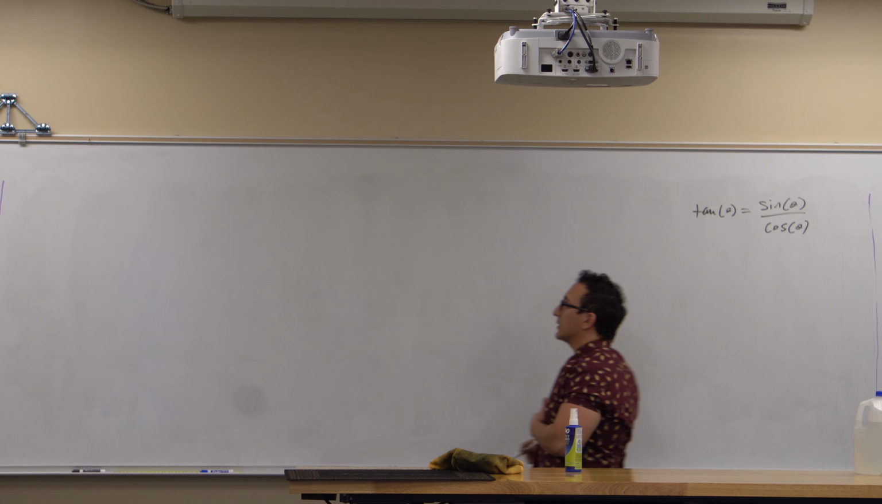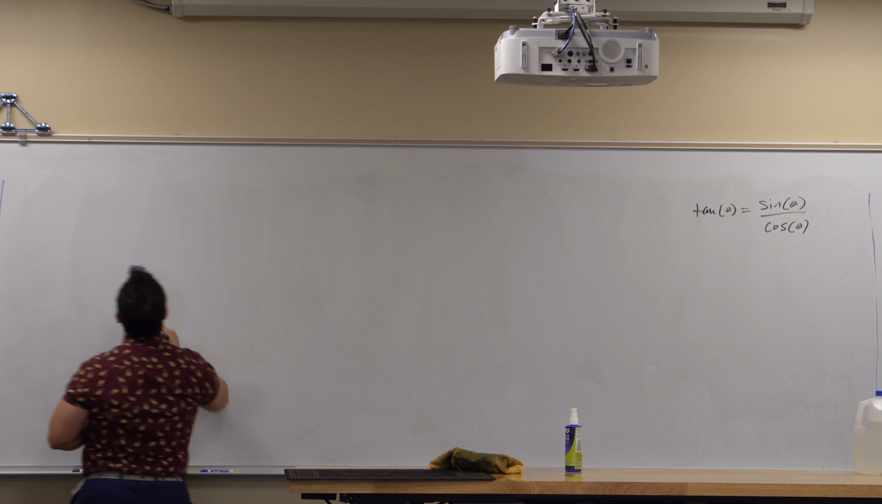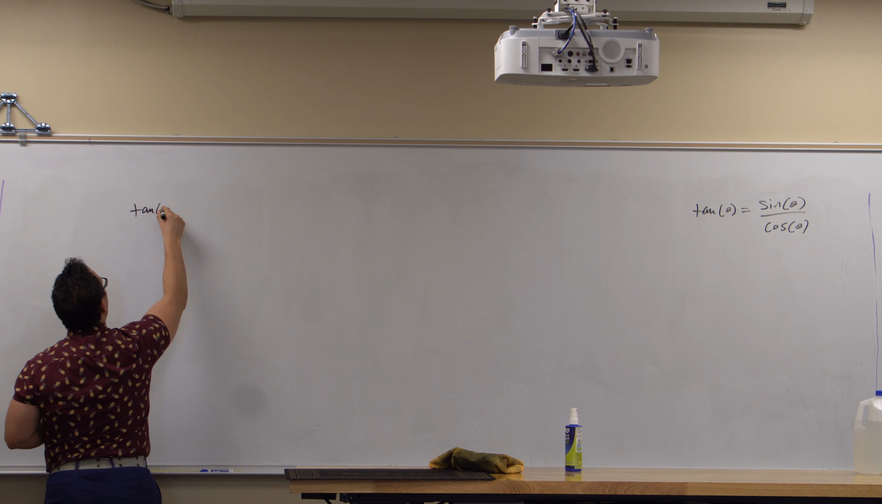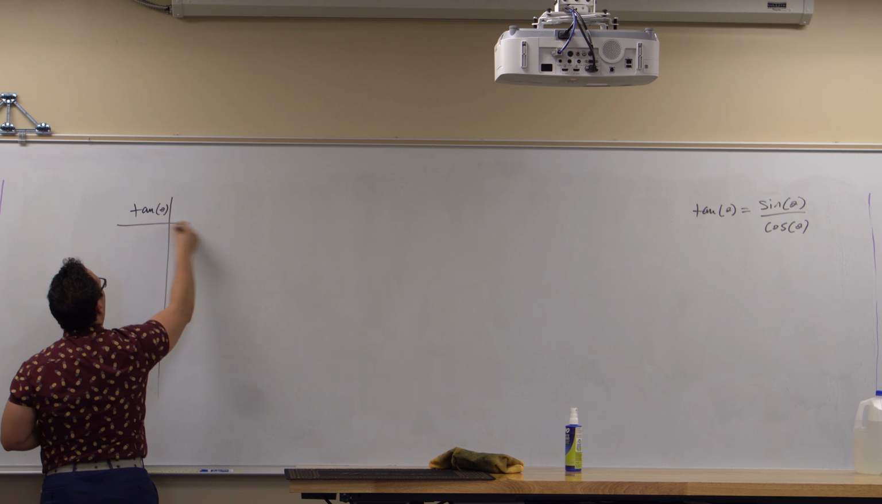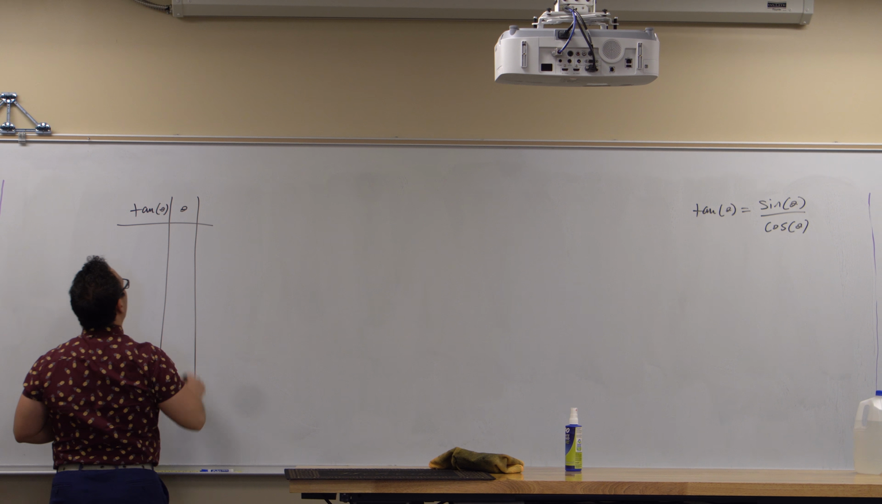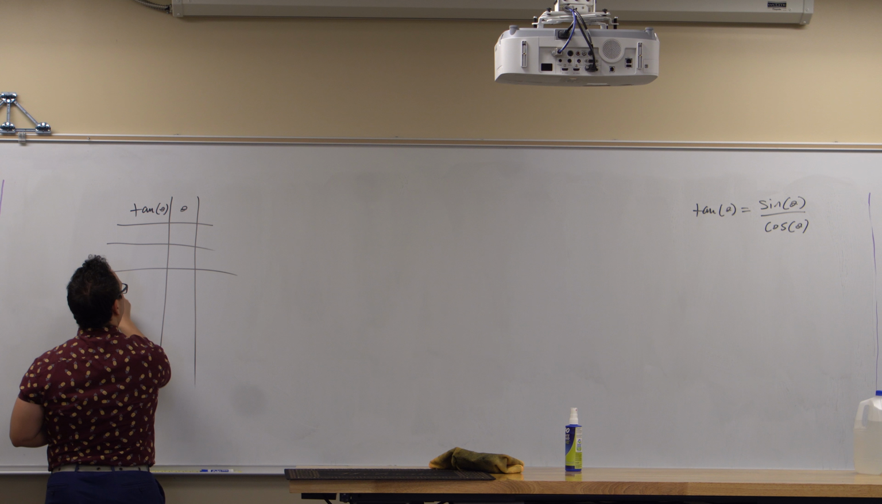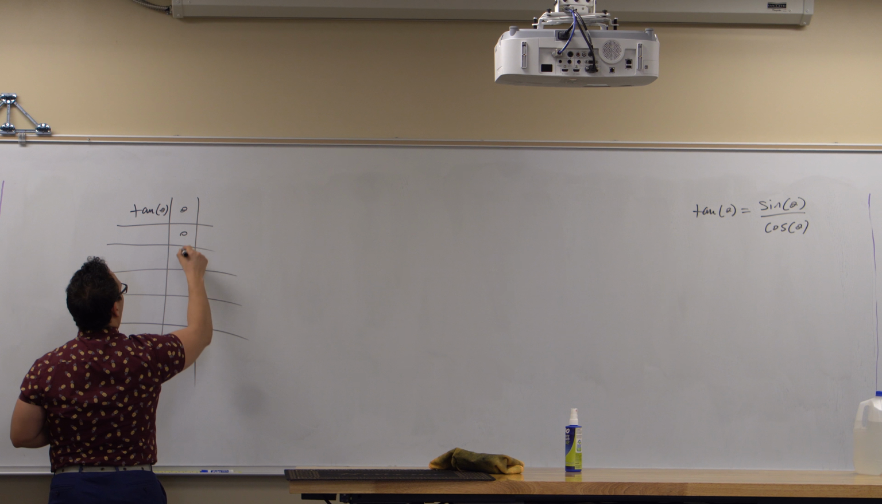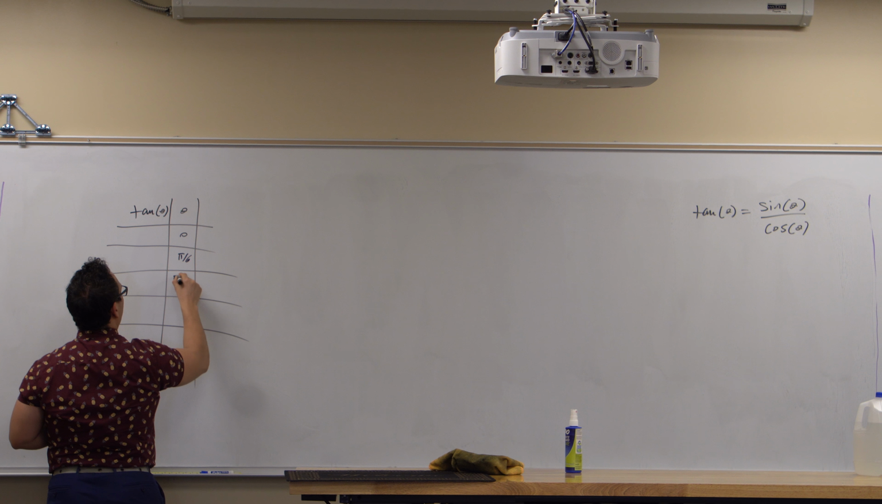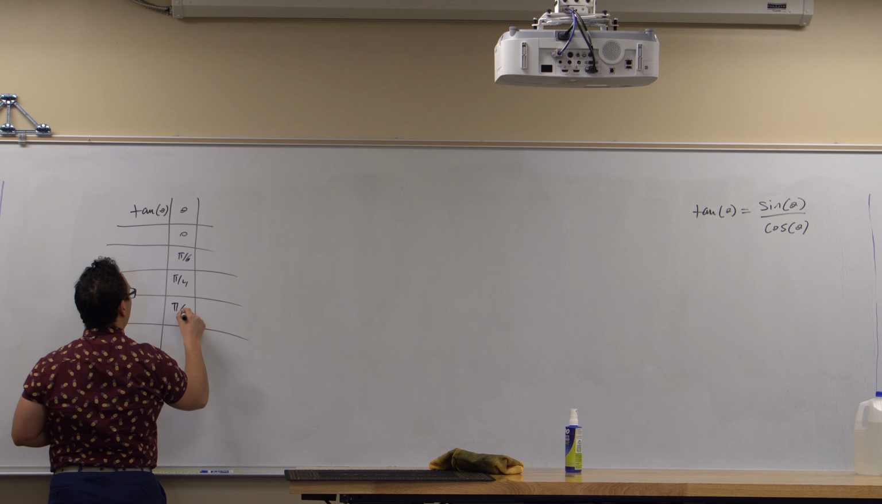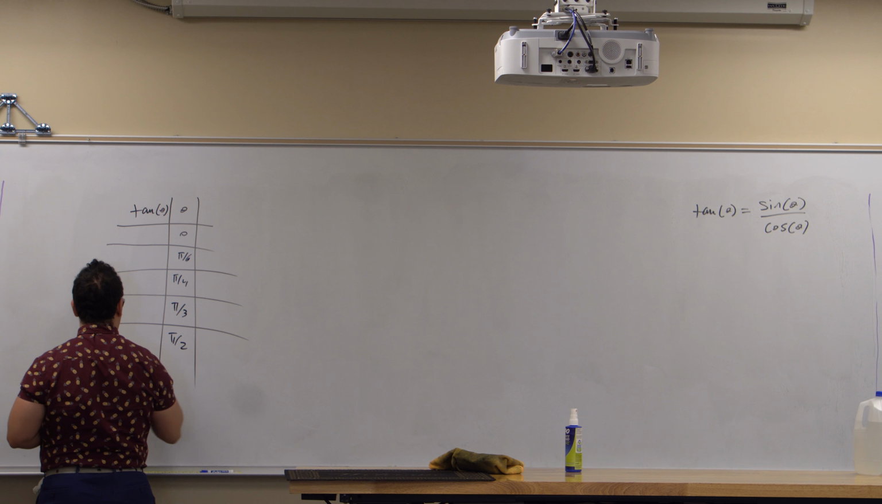All right, so let's graph. Let's tabulate some of these results here. We got tangent of theta over here, and we got various theta values over here. And let's put some slots in here. We got 0, pi over 6, pi over 4, pi over 3, pi over 2, some of our favorite values.